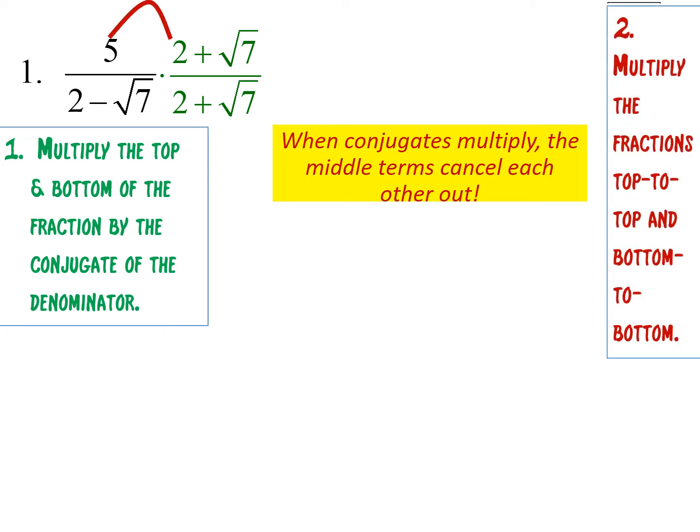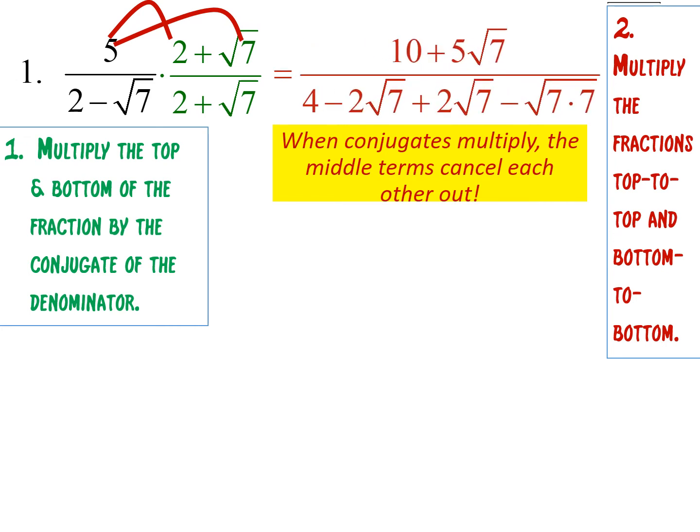If it helps, you may want to put parentheses around your terms, your binomials. I have it color coordinated, but basically you need to see that it is the distributive property, 5 times 2, and then 5 times the square root of 7. So in my numerator, I get 10 plus 5 times the square root of 7. What I expect in my denominator is the middle terms to cancel out. So check it out.